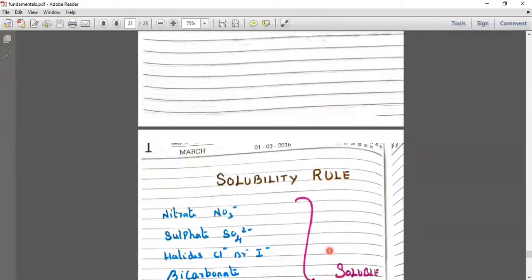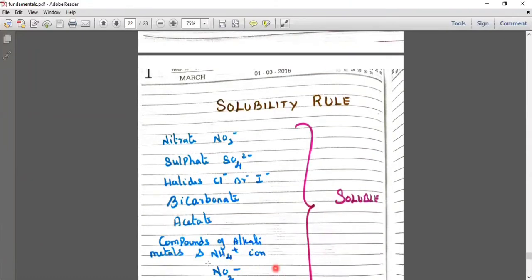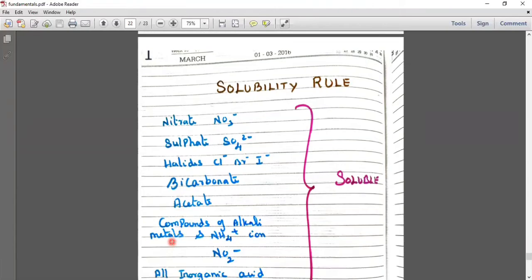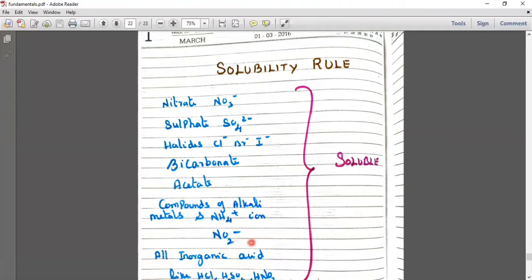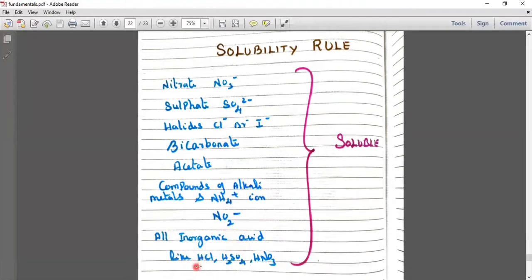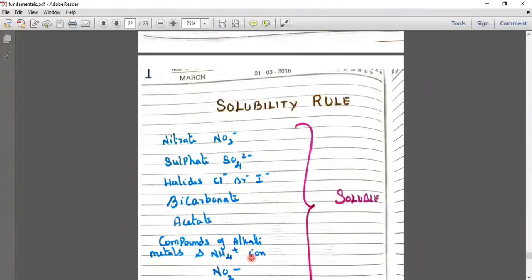Now I am going to talk about the solubility rules. Which compounds are soluble, and which are insoluble? Let us see. Nitrate NO3 minus, sulfate SO4 2 minus, halides Cl minus, Br minus, I minus, bicarbonate, acetate ions, compounds of alkali metals and the ammonium ion, and nitrite NO2 minus, and all inorganic acids like hydrochloric acid, sulfuric acid, and nitric acid are all soluble in water.